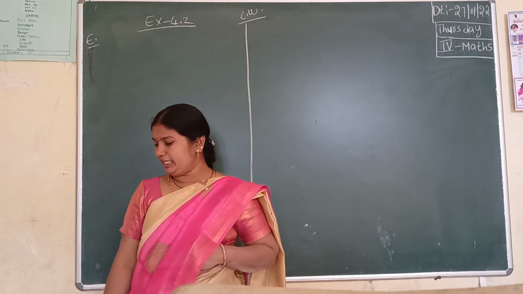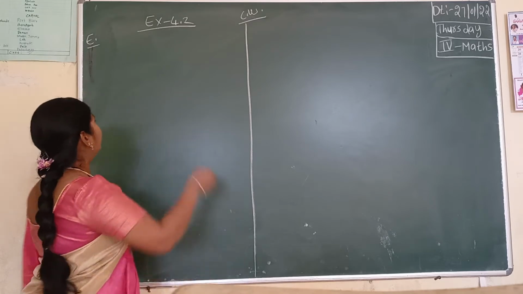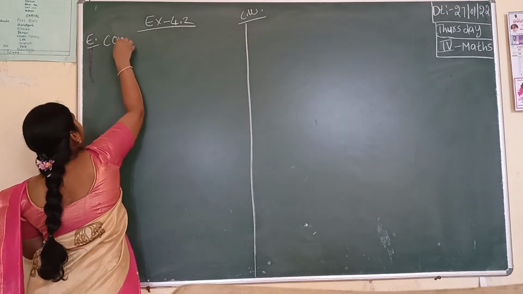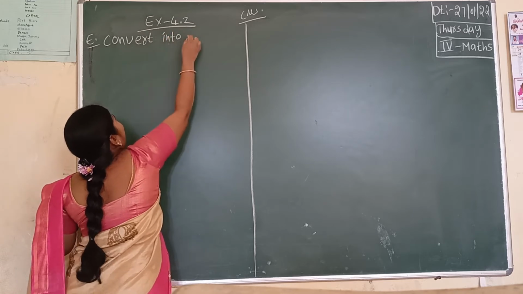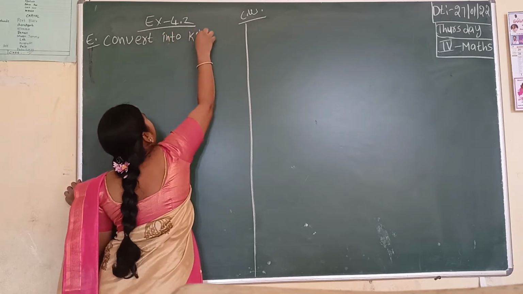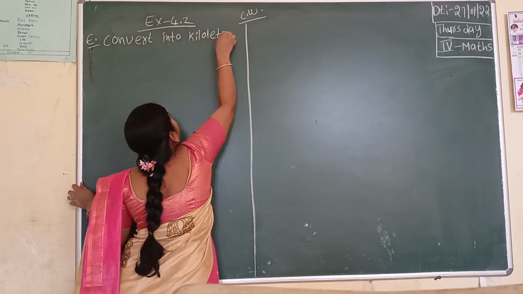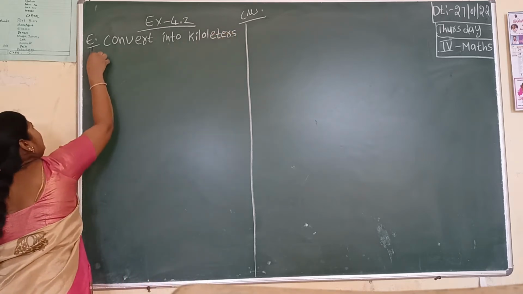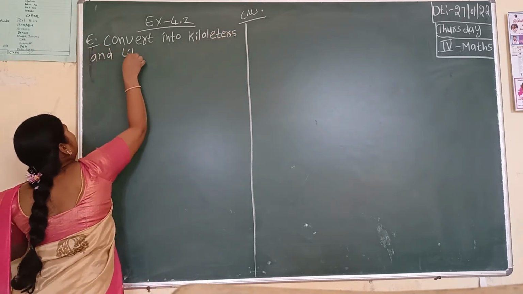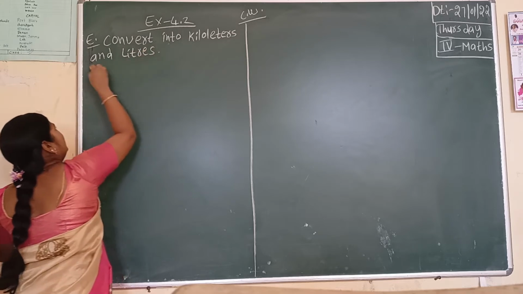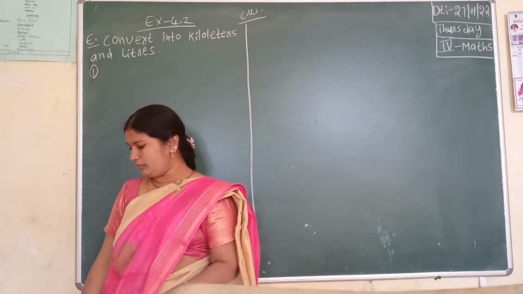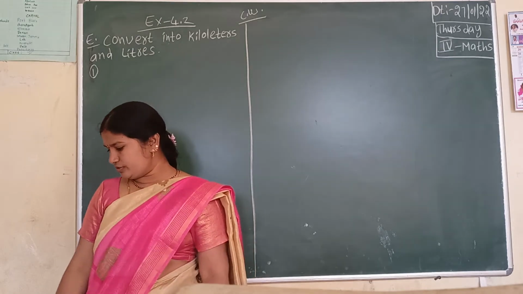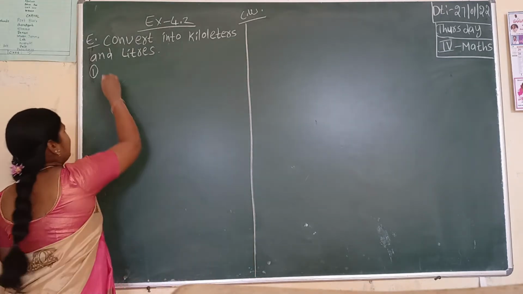E bit, what is the E bit heading? Convert into kiloliters and liters. Okay, in this the first problem is 2800 liters.